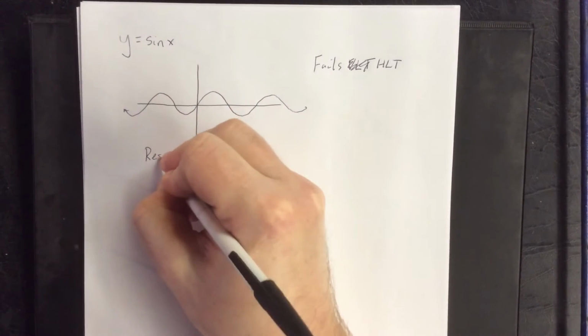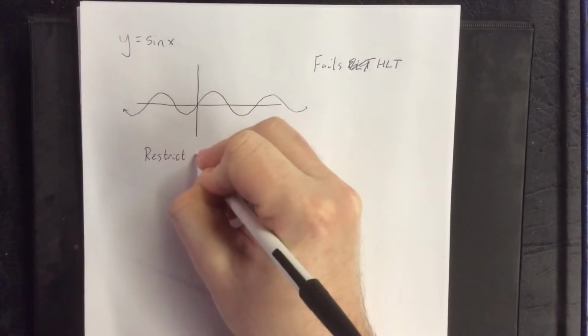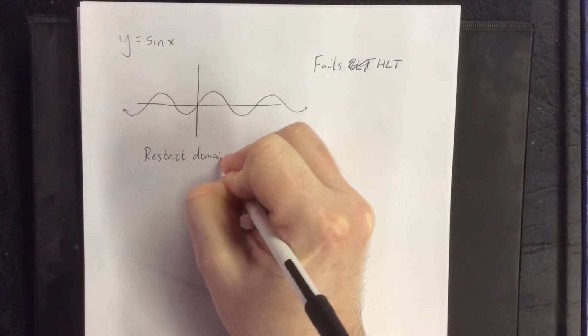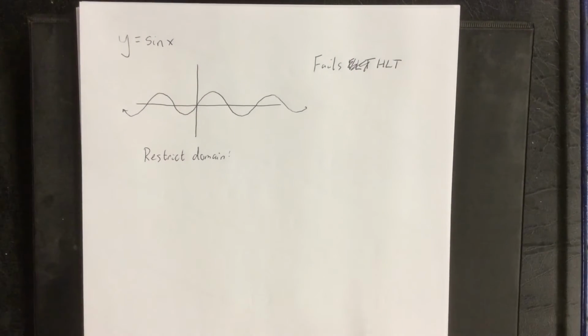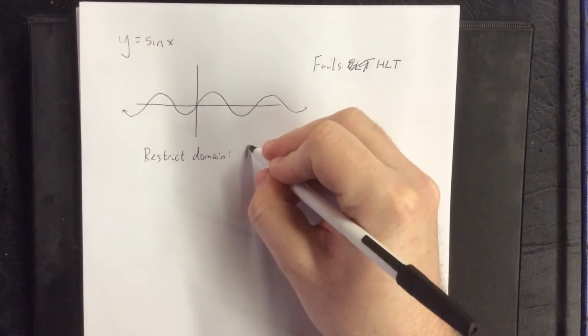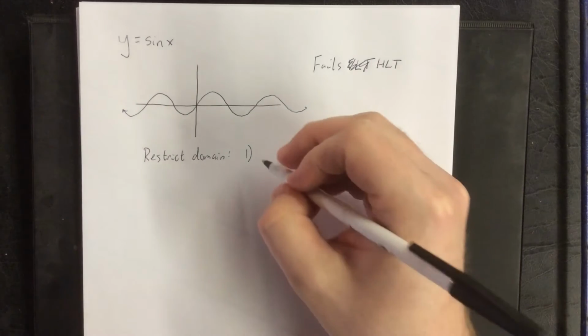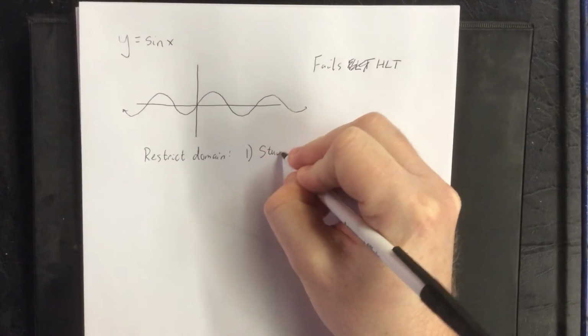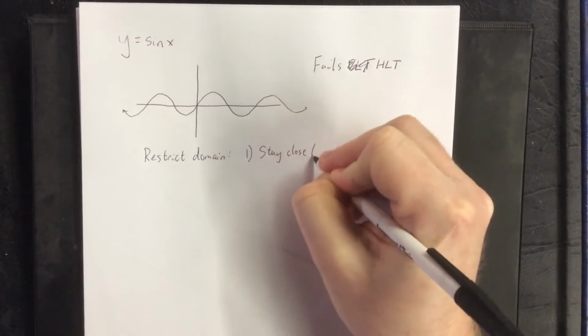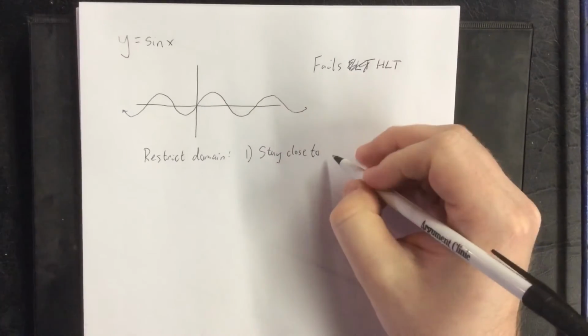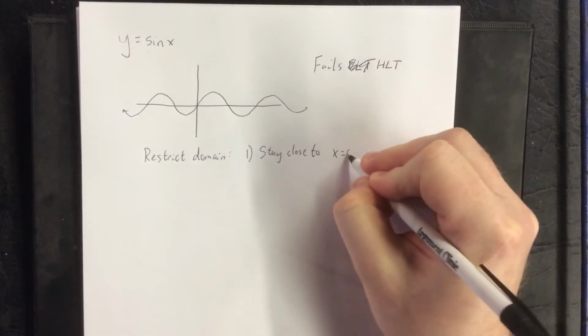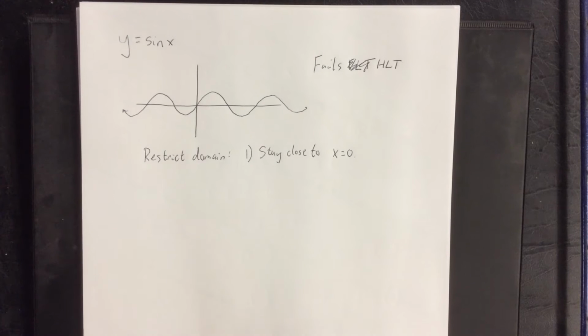So in response, what we're going to do is restrict the domain. We're going to be doing this process for all 6 of our trigonometric functions, and the domain restriction is going to work with a couple of guiding principles. We're going to make it a point to stay close to x equals 0. So on the unit circle, expect to see a lot of angles that are around quadrant 1.